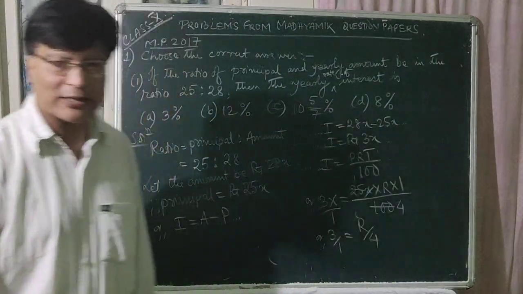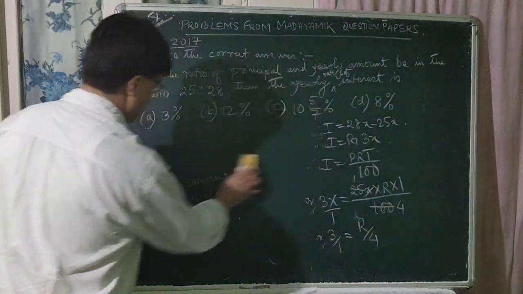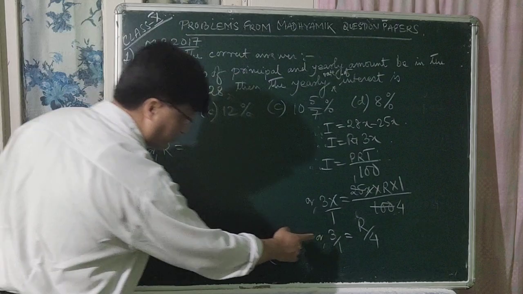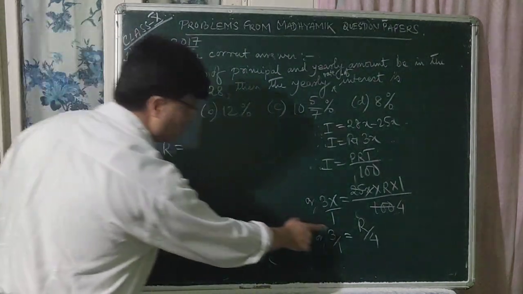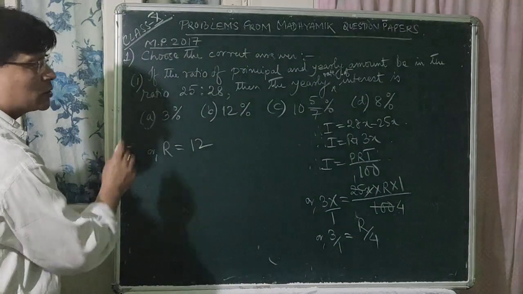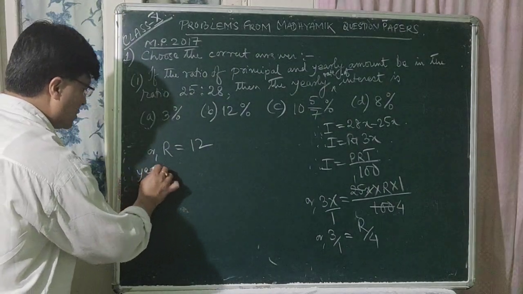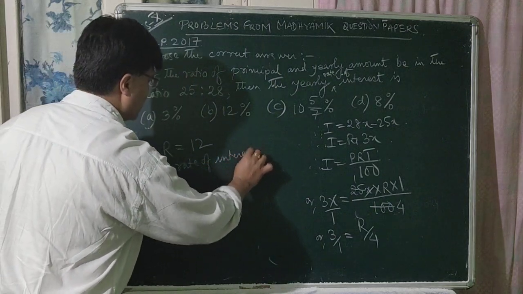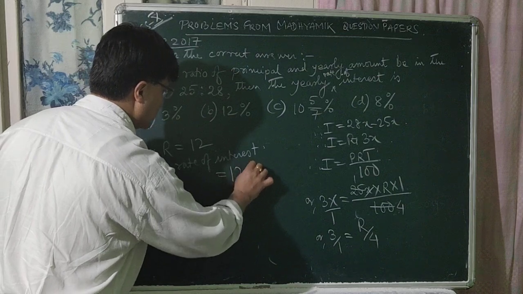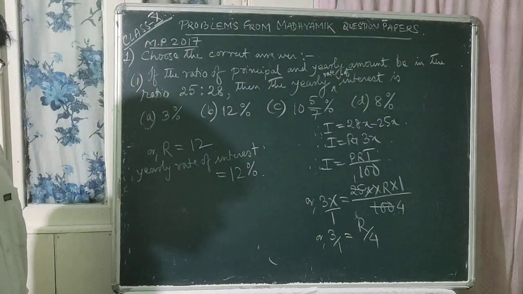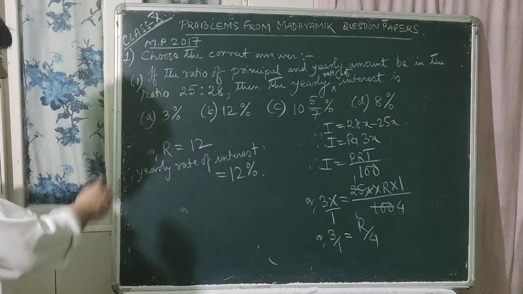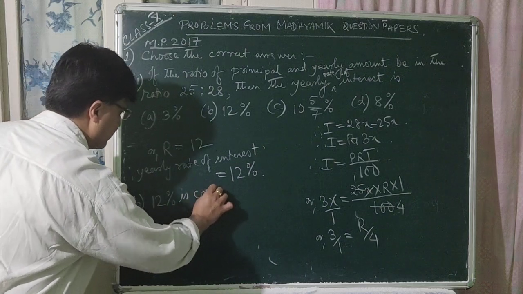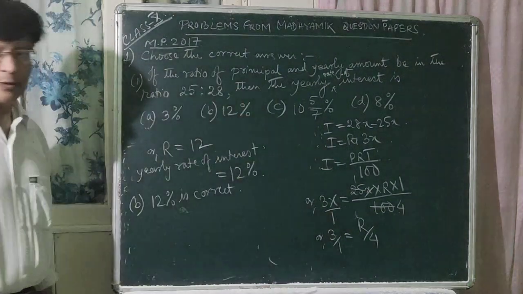Now this is an equation, you can solve it. You can do cross multiplication. So what do we get? 1 into R is equal to, 1 into R is R. It's equal to 4 3s are 12. So what is the yearly rate of interest? So yearly rate of interest is equal to how much is it? It is 12%. So which is the correct option here? That is option B. So option B, 12% is correct.